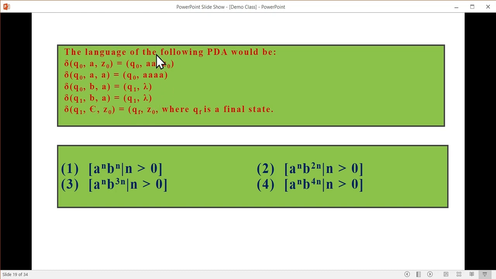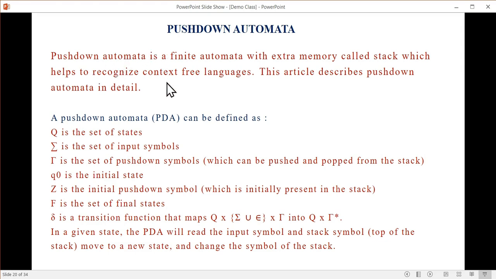Some transitions are given here. So we have to find the language which is accepted by this PDA. Before that, we have to know what a PDA is, that is pushdown automata. The pushdown automata is different from the deterministic finite automata, which is used for accepting regular languages, but the pushdown automata is used for accepting the context free languages. So it is used for implementing context free languages.